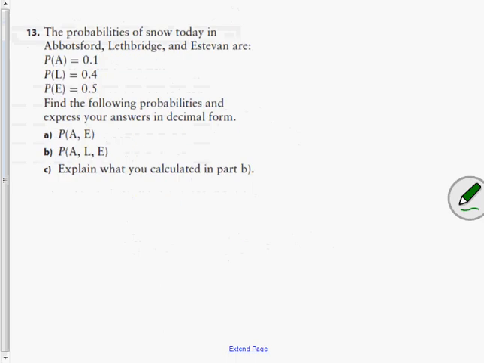Question 13 says the probability of snow today in Abbotsford, Lethbridge, and Estevan are these. So this means the probability of Abbotsford, which is decimal 0.1, and 0.1 is 1/10, and as a percentage, it really means there's a 10% chance of snow in Abbotsford. There is a 40% chance of snow in Lethbridge, and there is a 50% chance of snow in Estevan.